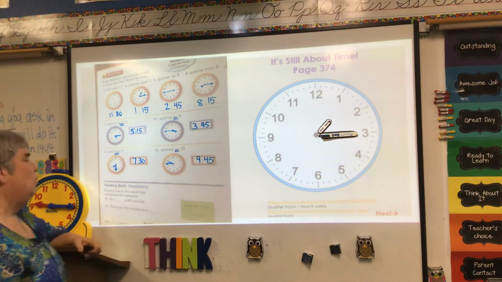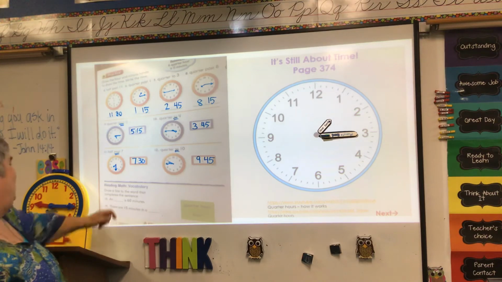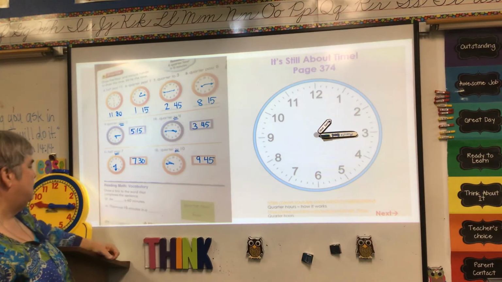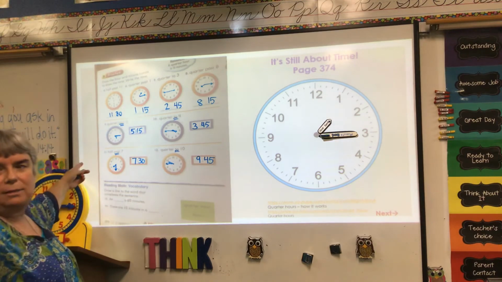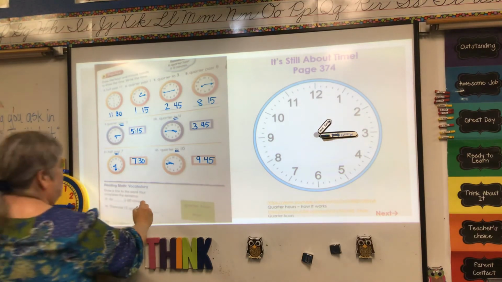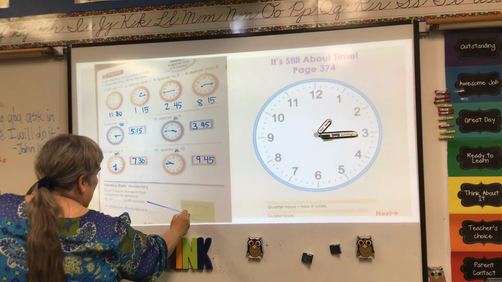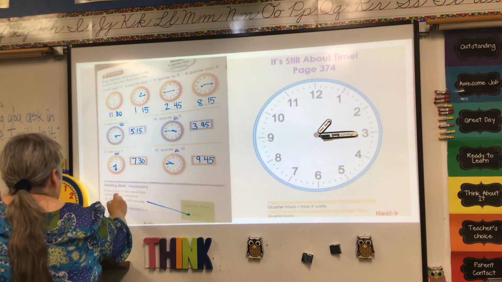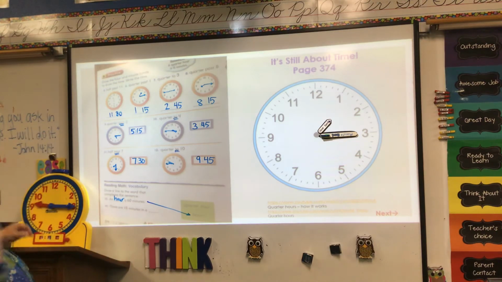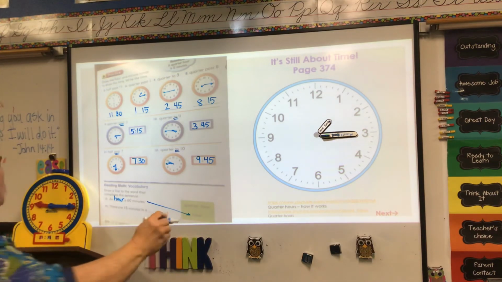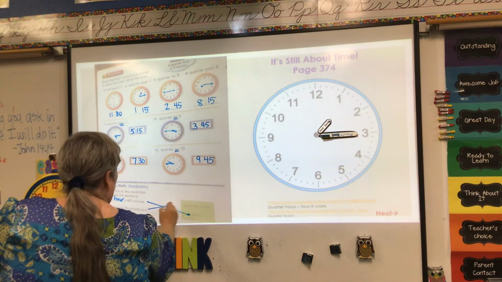Okay, reading math vocabulary. Draw a line to the word that completes the sentence. A blank is 60 minutes. Mrs. Lopez? Hour. An hour. So I'm going to go right here. There's my line. If you want to write an hour, that's fine. You don't have to. There are 15 minutes in a quarter hour.